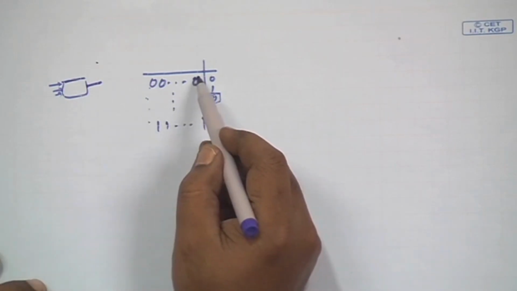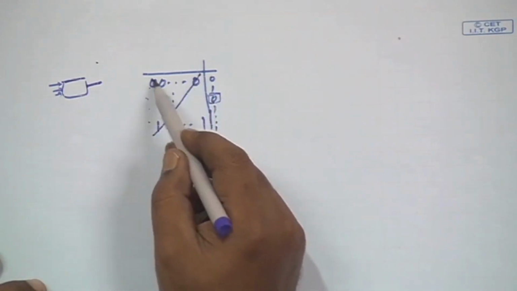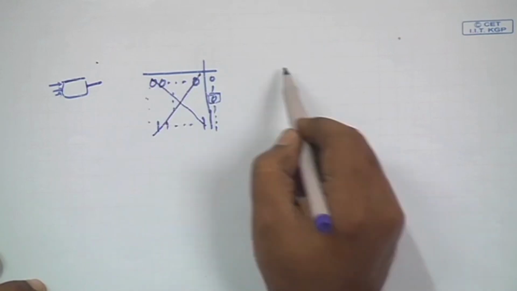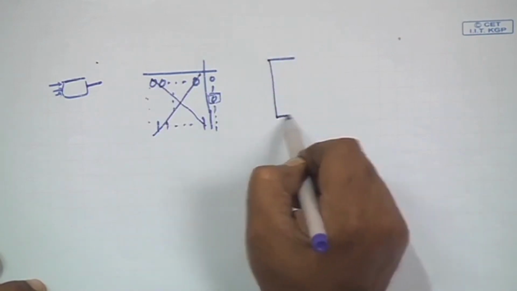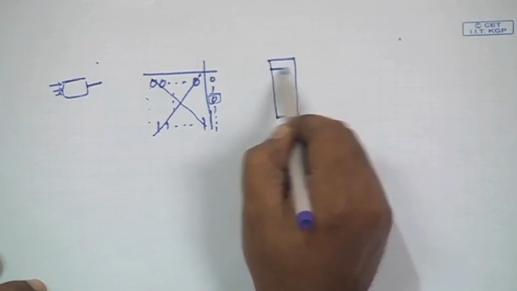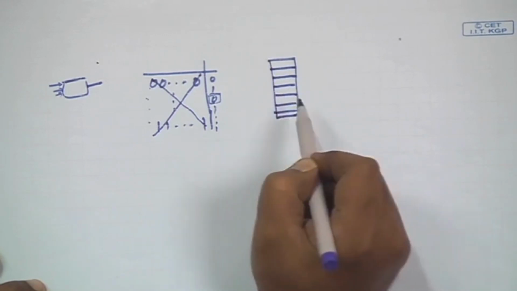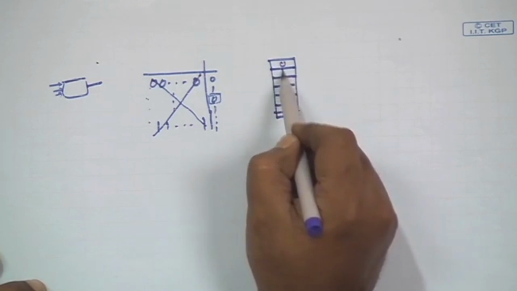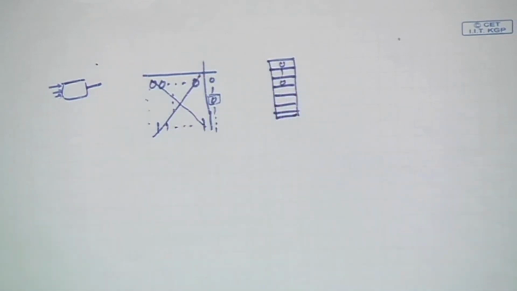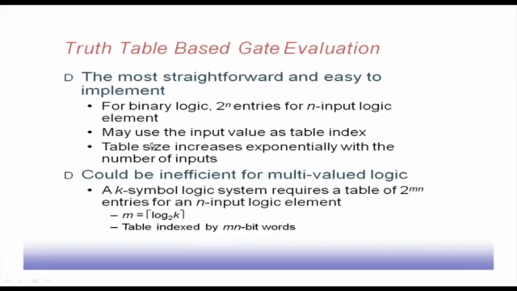And in fact, storing this input part may not be essential. We can say that this is a table where I have stored only the output column, and the input part is used as the index of the table. So, we can have 2 power n entries for an n input logic element. Now, we may use the input value as the table index. So, that can directly be used as the table index, and then from there we can find out what the value is.